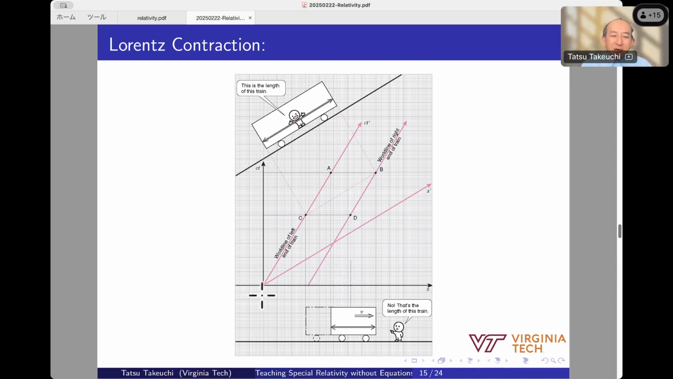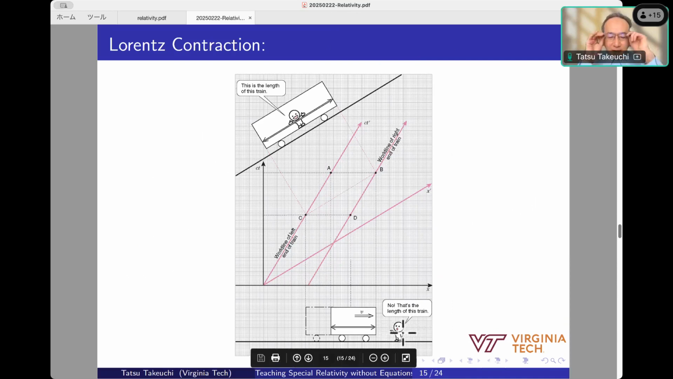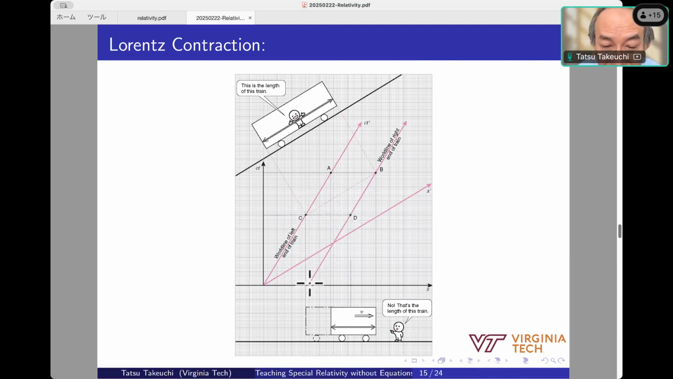Okay, so imagine that you have a train car speeding to the right, and on this space-time diagram, this red line is the world line of the tail of your train car, and this red line is the world line of the nose of your train car. And if you're an observer on the ground and you want to measure the length of the train, you will naturally pick two points that are at the same time, like point C and point D, and measure the spatial locations of points C and D, and say that the spatial separation of C and D is the length of the train.